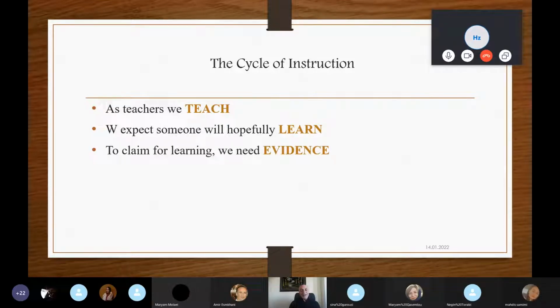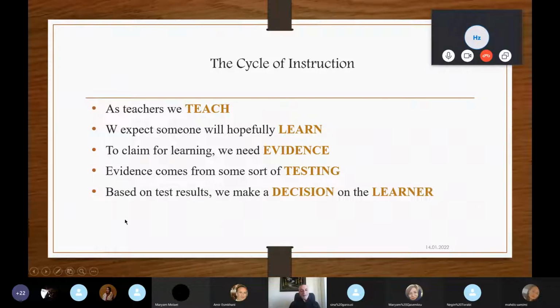And to claim for learning, to claim that our students, our learners truly learned, we need evidence. And evidence comes from testing, any sort of testing, from simple questioning class up to 500 multiple choice grammar tests. Doesn't make any difference, but it is a kind of testing. Even oral interview, your impression from the class, your conversation with the students. You can make the instant assessment of your students' abilities. And based on the results, we make a decision on the learner.